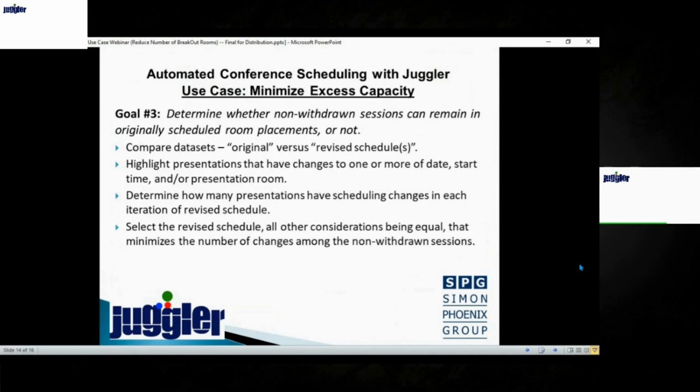So taking a look at the original schedule versus whatever revised or final schedule or multiple schedules that you want to compare, and then to be able to highlight those presentations that have changes to a date, a start time, or a presentation room, so that you can focus your communication to only those presentations and only those authors or presenters that actually do have a schedule change.